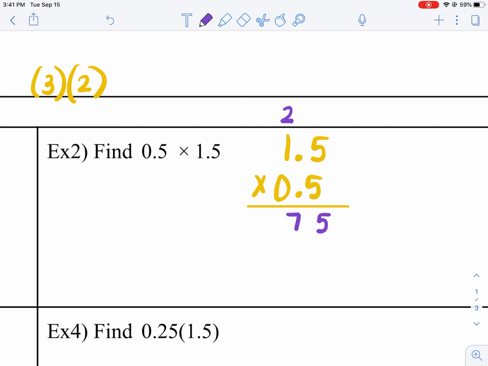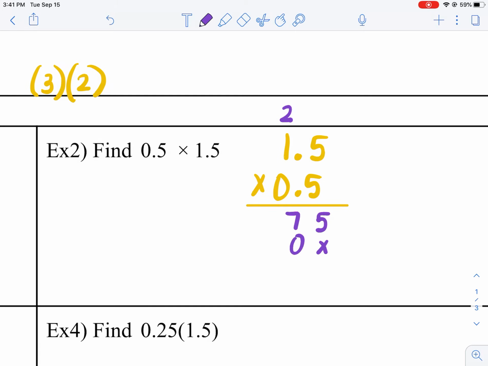Okay. And then in my second row, I have to put my placeholder. I like to make my placeholder an X, even though it means 0. I like to make it an X so I can tell the difference between a 0 and a placeholder. So 0 times 5 is 0. 0 times 1 is 0. And I could see I still put my placeholder, so that kind of is kept track in my head. So this is 5, 7, and 0.